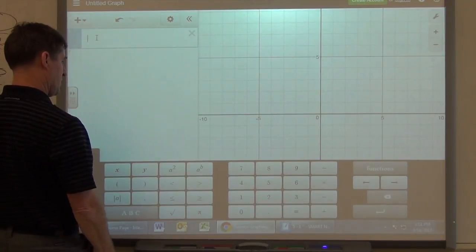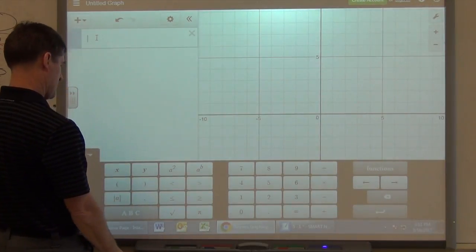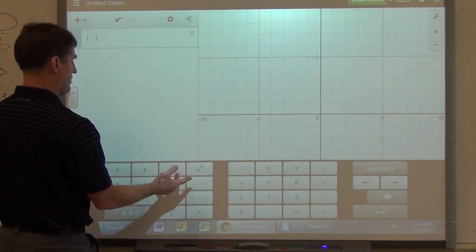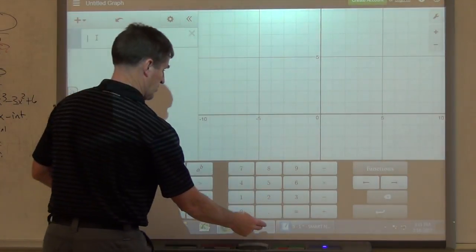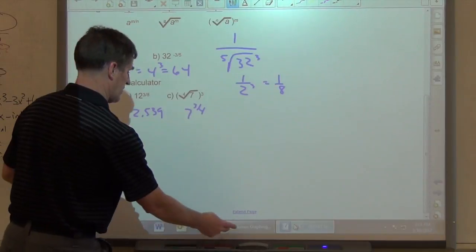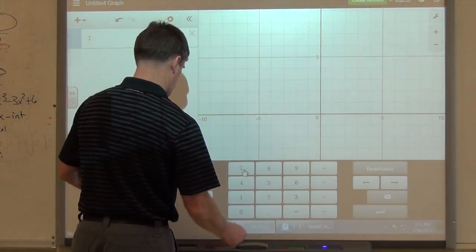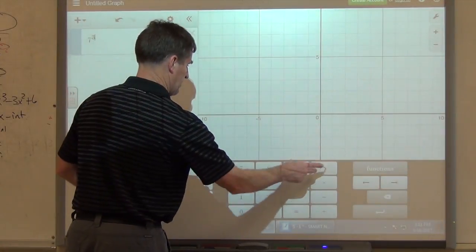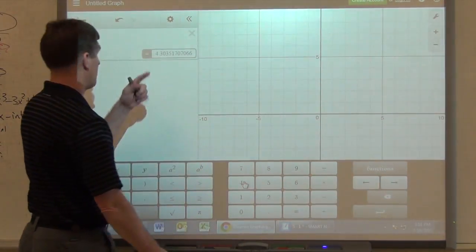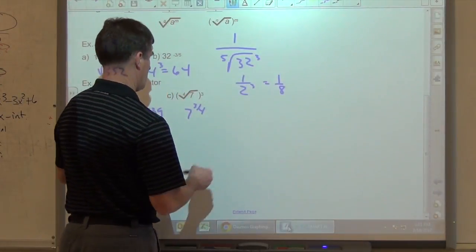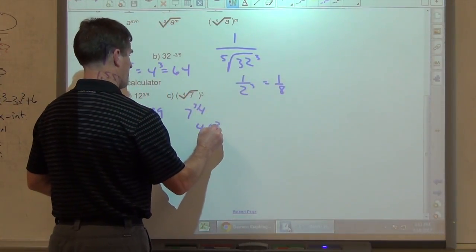So if we look at this on the Desmos, I don't know if you can do it that way. I would just do it as a fraction, it's much easier. So it was 7 to the 3/4, 7 to the 3 divided by 4 power. And we get 4.034.